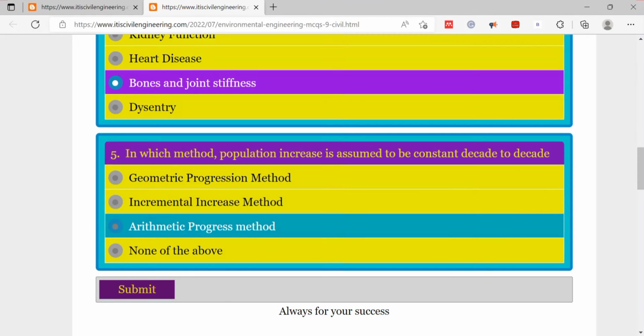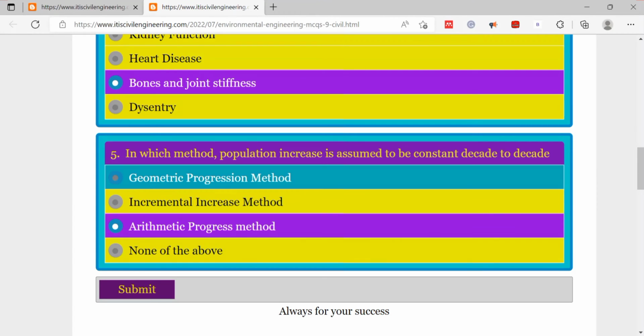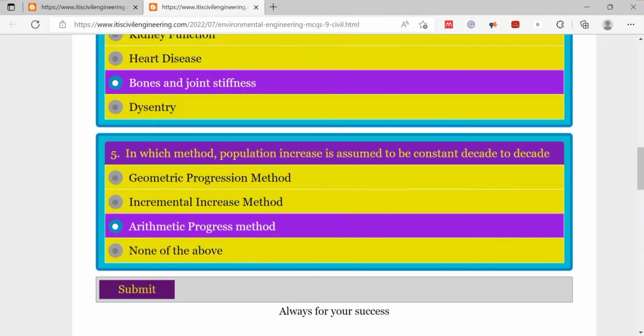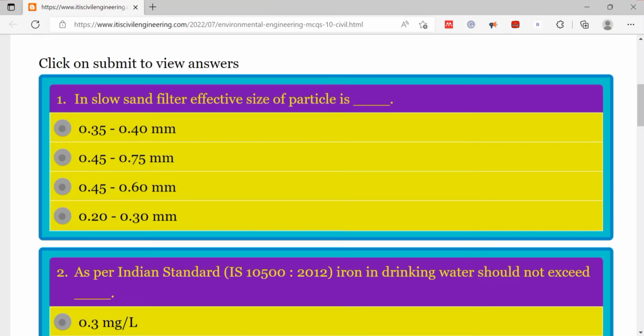If it is assumed to be constant from decade to decade, then it is the arithmetic progression method. And if the percentage is assumed to be constant, then it would be the geometric progression method. In a slow sand filter, the effective size of particle is dash. So for a slow sand filter, the effective size of the particle is 0.2 to 0.3 mm.